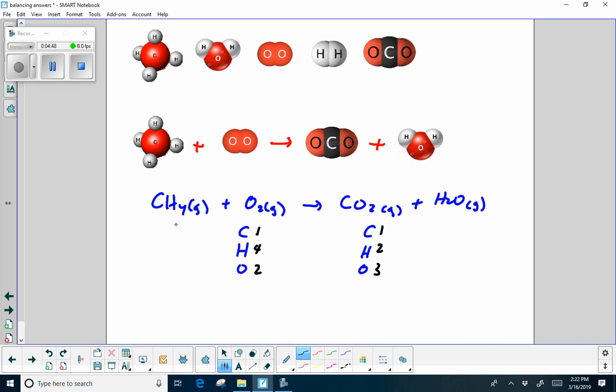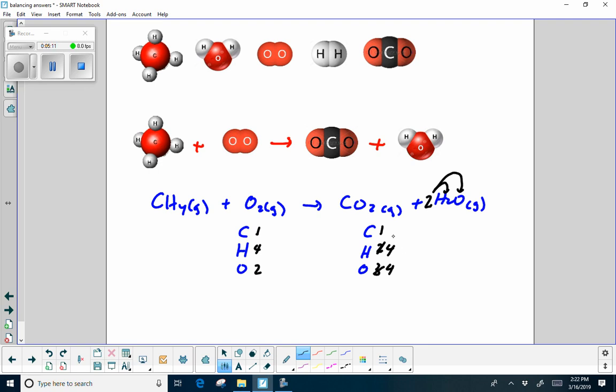So I've got 4 hydrogens here initially and only 2 afterwards. So let's adjust that. Let's put a 2 in front here, which means we're going to have 4 hydrogens, but we're also going to be changing the number of oxygens. So now we're going to have our oxygen be 2, 3, 4. Remember, we're counting the 2 here and the 2 here.